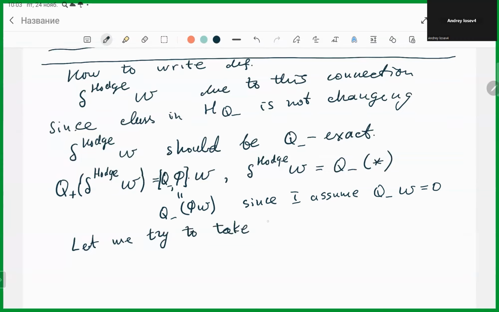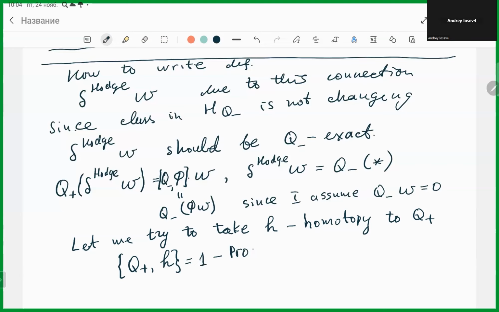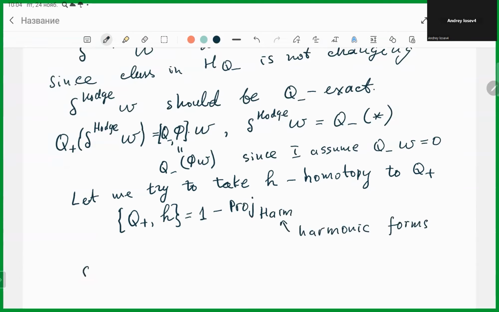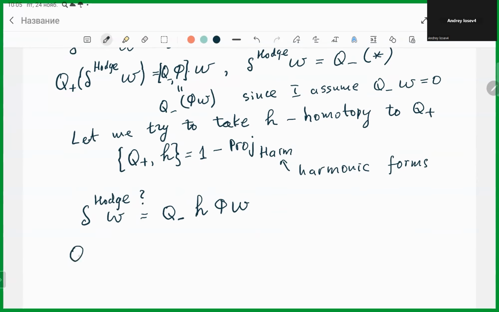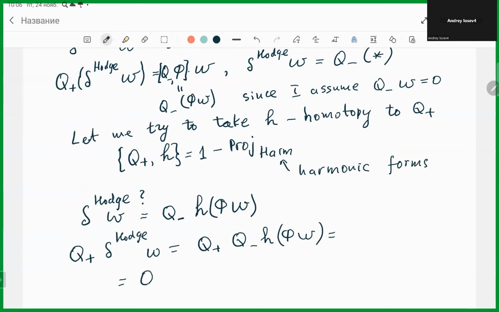Let me present a solution to this problem. Let me try to take H homotopy to Q plus. What does it mean? It means that the anticommutator of Q plus and H is 1 minus the projector on harmonic forms. So I will try the following formula. Let me check if it works. Now here I have Q minus, Q plus, H phi omega. There should probably be a minus sign, since they anti-commute when you exchange the order of Q plus and Q minus. Yes, I am sloppy with minus signs.